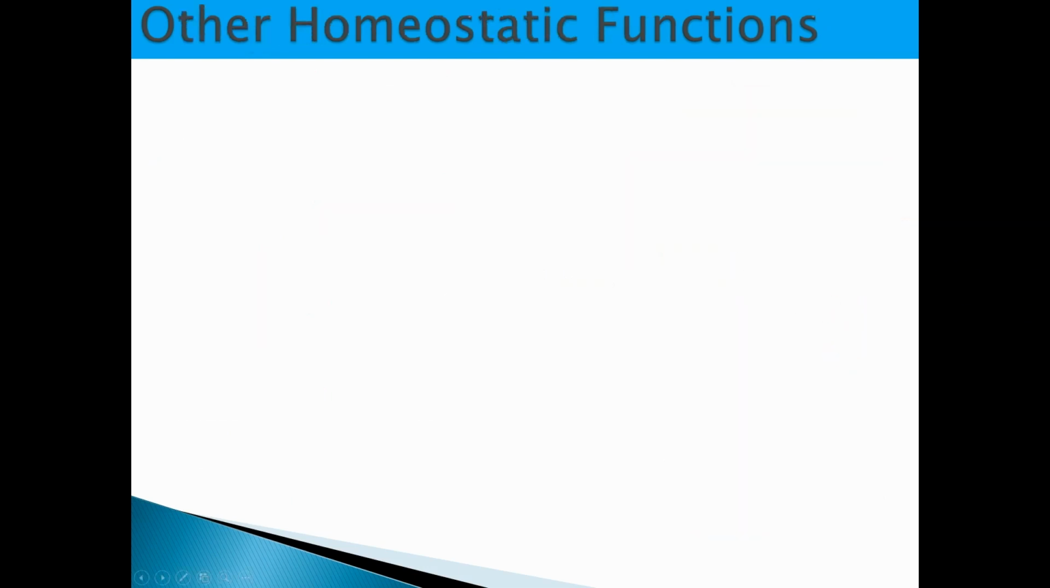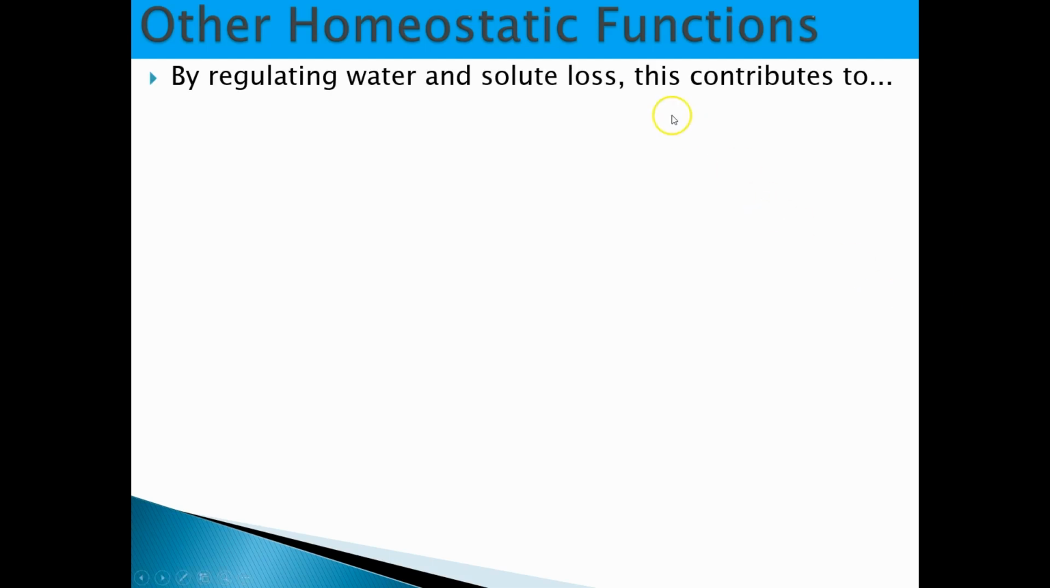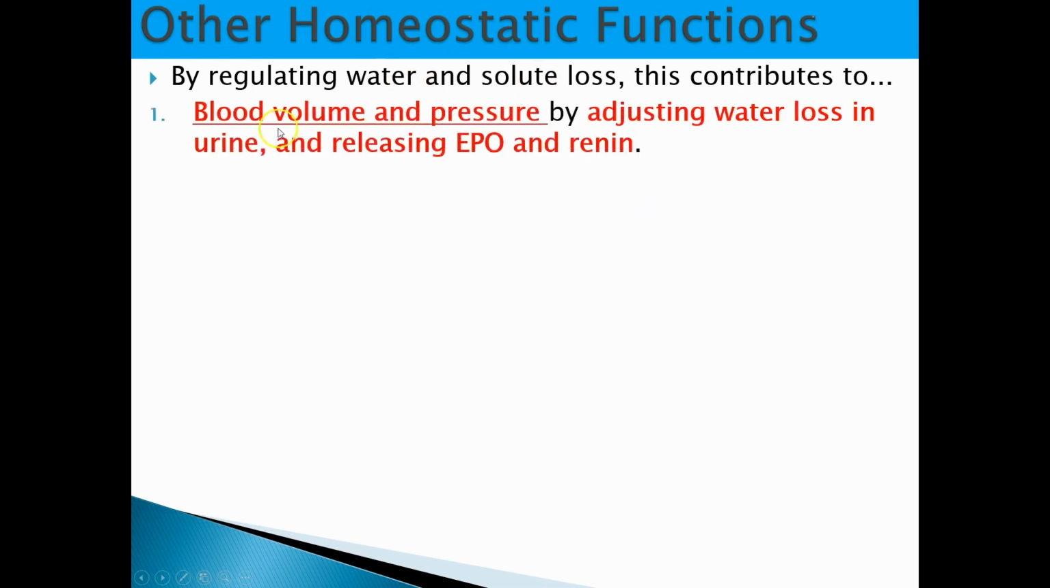All right, so other homeostatic functions. By regulating water and solute loss, this is going to contribute to a large amount of other things. And so this is the homeostatic function. Obviously, water and solute loss also contributes to blood volume and blood pressure. So adjusting water loss in urine is done by releasing erythropoietin, releasing renin. We know that there's ADH, aldosterone, natriuretic peptides.